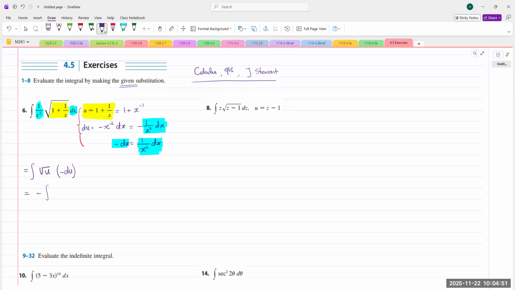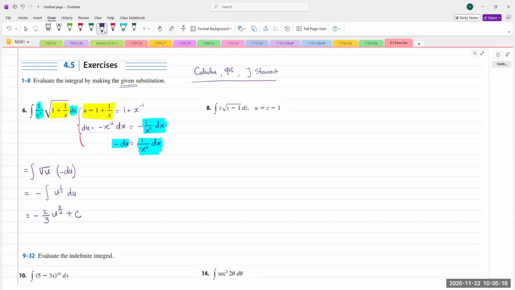So I bring the negative out, and the square root of u becomes u to the 1/2, du. Then the integral becomes, I copy that negative, u to the 1/2, I increase the exponent by 1, and then multiply this expression by the coefficient, the reciprocal of the new exponent. Don't forget plus constant.